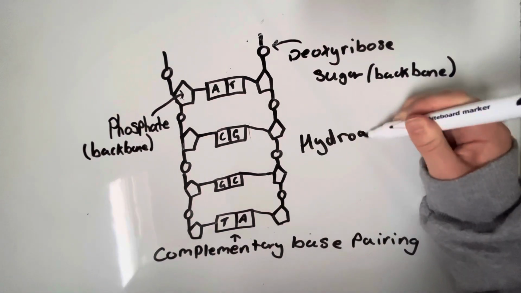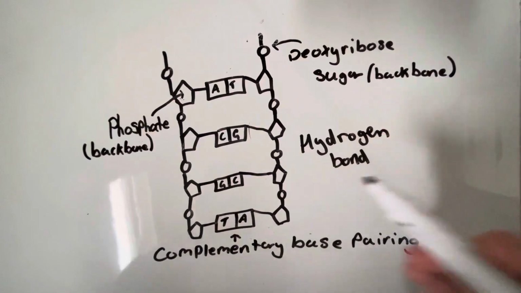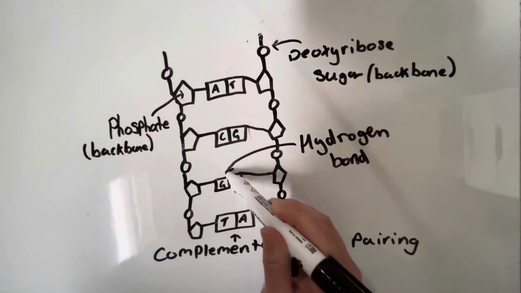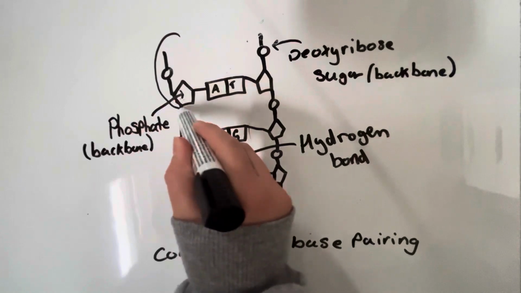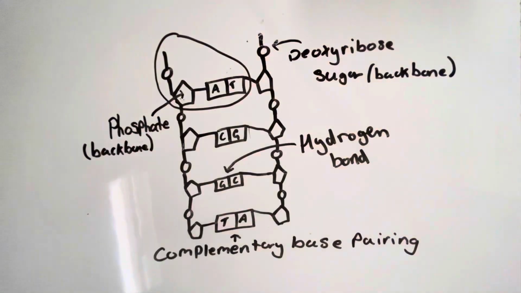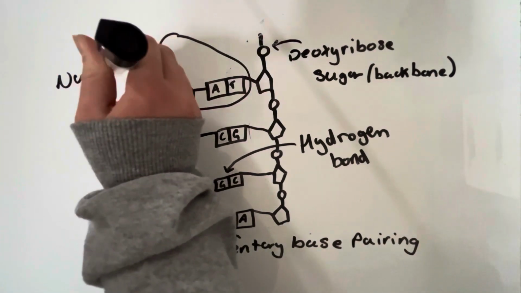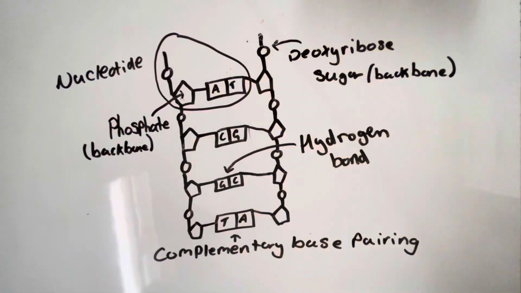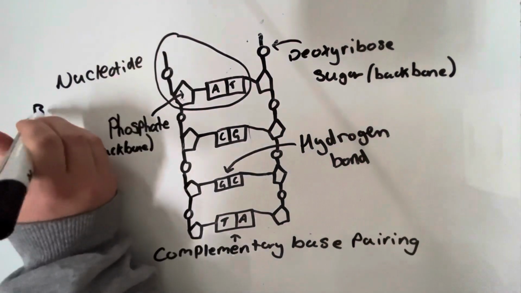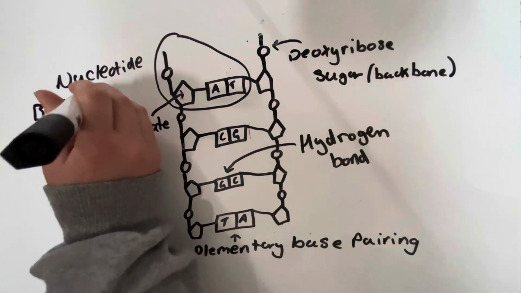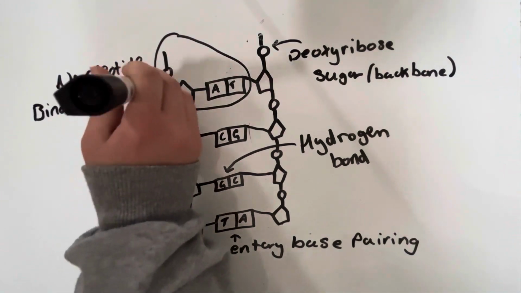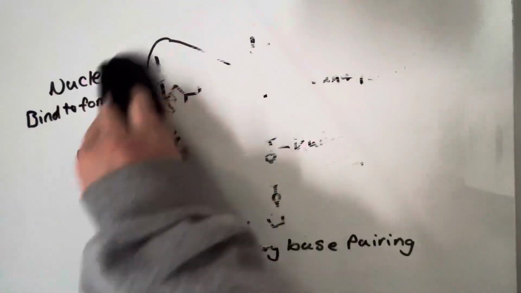Between each complementary base pair, there is a hydrogen bond holding them together. 1 deoxyribose sugar, 1 phosphate, and 1 complementary base pair is known as a nucleotide. As we can see in this diagram, multiple nucleotides bind to form a strand of DNA. So now you can describe what DNA is and what it looks like in lots of detail.